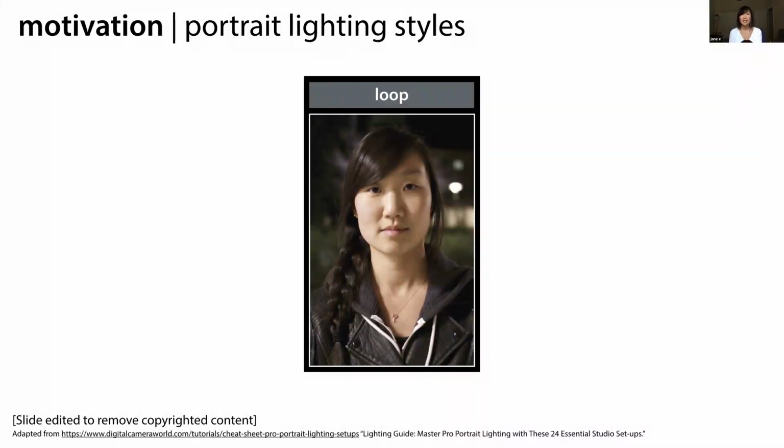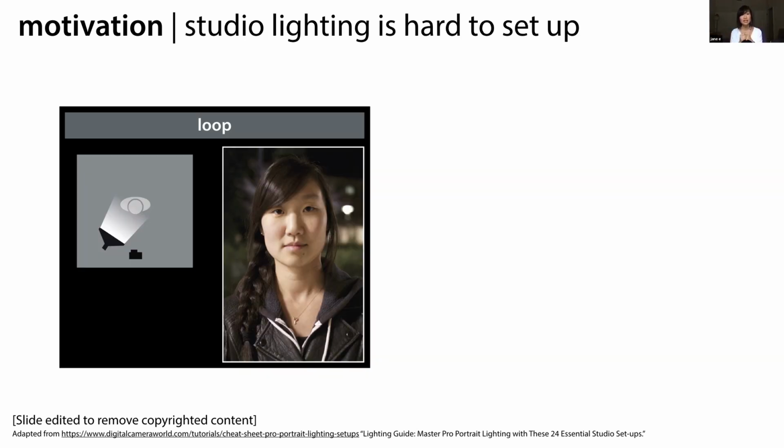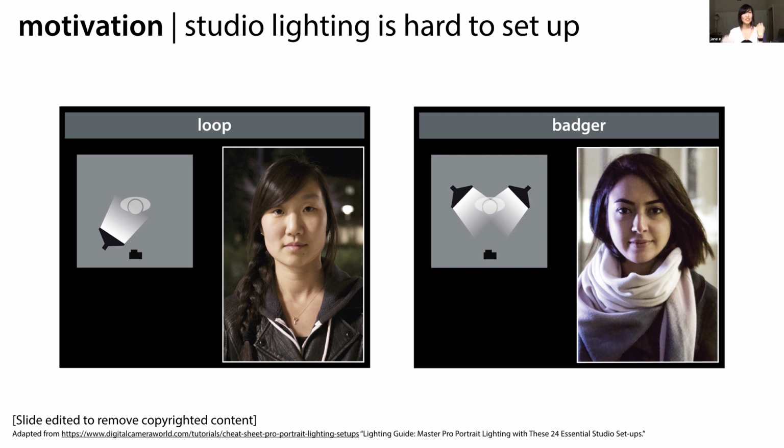Here, the lighting style is called loop. It's characterized by the strong light on the right side of the face and the triangle on the left cheek. So to create this look, the photographer carefully set up the studio as shown in the top-down diagram to the left. The light source is precisely angled to the right side and slightly above the face to form the desired key triangle. So here's a more dramatic look called badger, characterized by the shadow along the center line of the face. It requires 2 lights placed slightly behind the face.